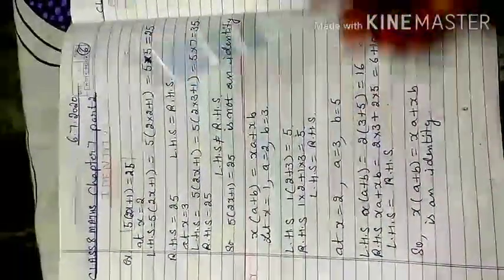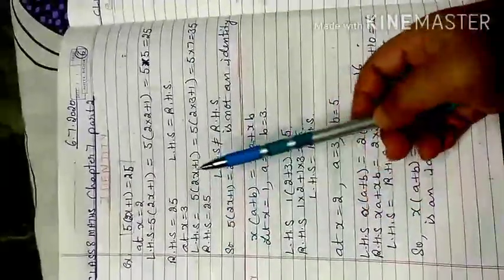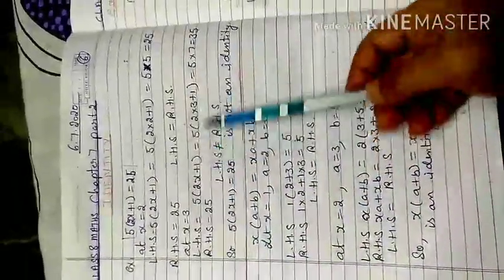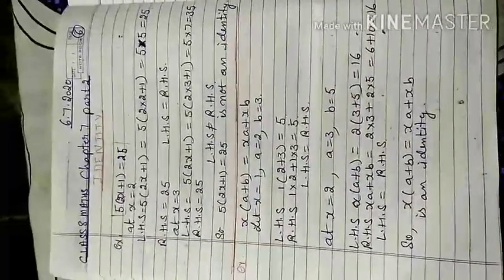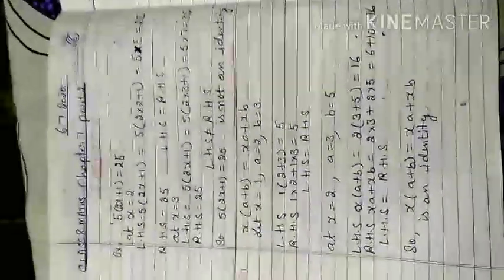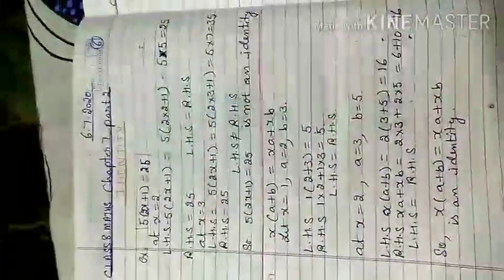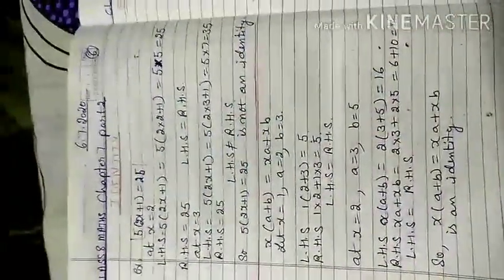That means left hand side is equal to right side. Now we check with another value also, like x is equal to 3. But when we check with 3, my left side becomes 35 but the right side is 25, so that is not equal to each other. So if for any value of x the equation is not satisfied, with left hand side and right side not equal, we can say that this equation is not an identity.